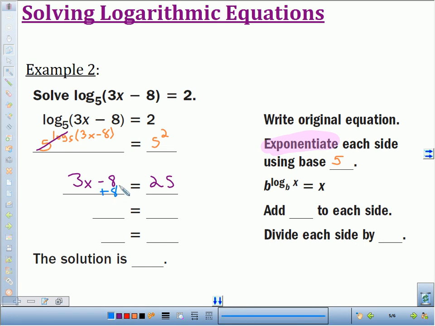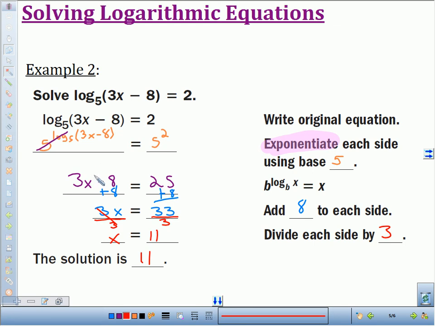We'll start by adding 8 to each side. Gives us 3x equals 33. 25 plus 8 is 33. Then, of course, we will divide each side by 3. And x equals 11. So our solution is 11.